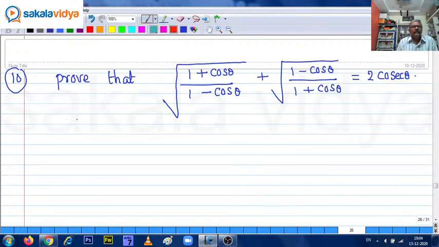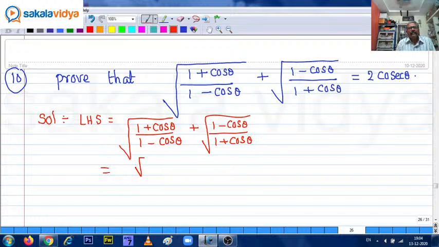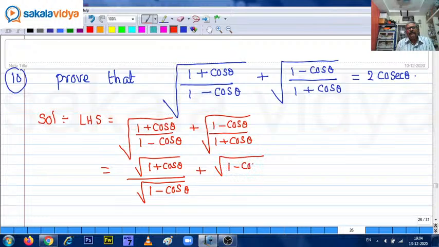Okay. So now the solution, you see. LHS, left hand side. So that is root over (1 plus cos theta upon 1 minus cos theta) plus root of (1 minus cos theta upon 1 plus cos theta). So this can be written, for our convenience, as root of 1 plus cos theta upon root of 1 minus cos theta, plus, this can be written, root of 1 minus cos theta, second term, upon root of 1 plus cos theta.